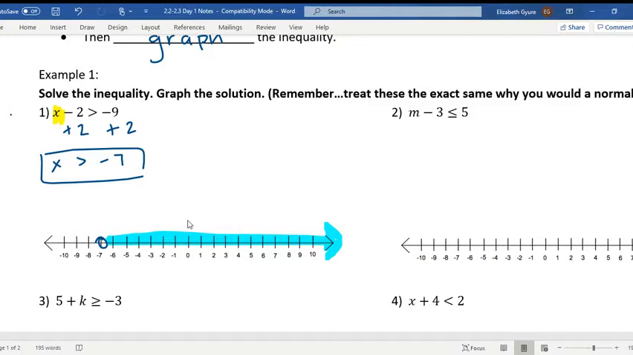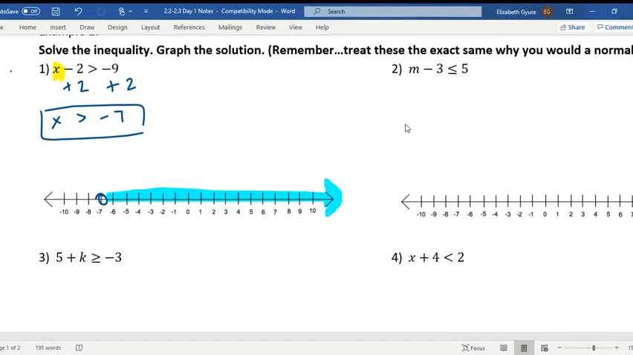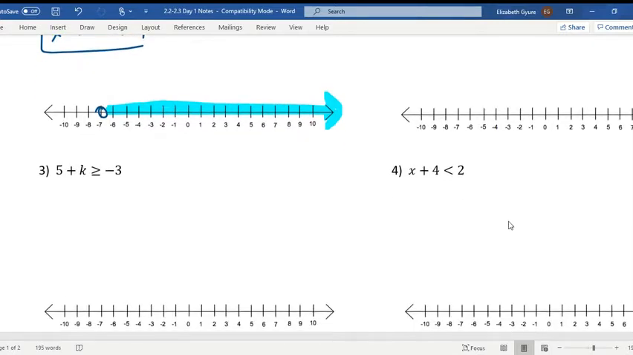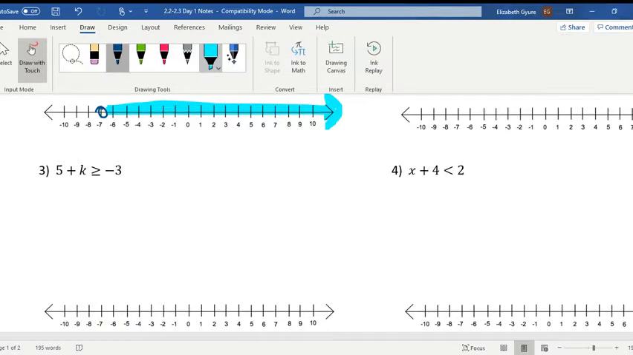So let's take a look then. We're going to come back to 2. I'm going to have you do 2 in a second. Let's take a look at number 3. We have 5 plus k is greater than or equal to -3. We want to get our k all by itself. So what opposite operation should we use here to get rid of the 5?